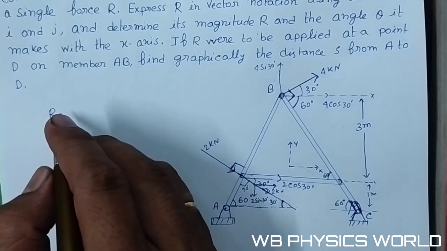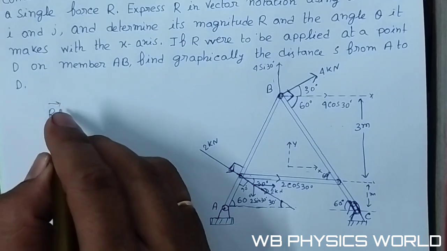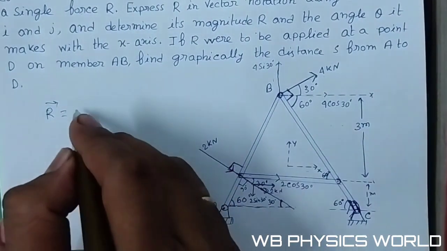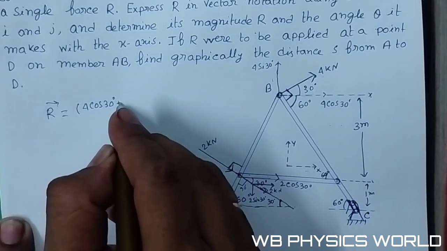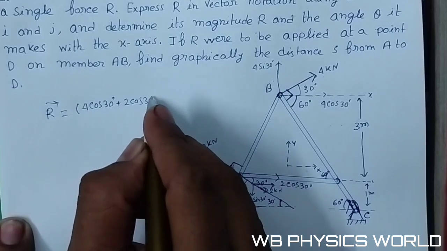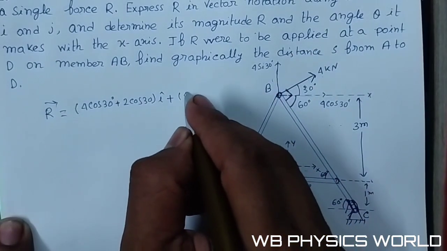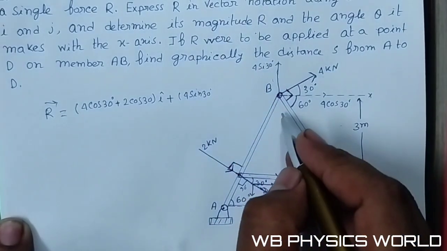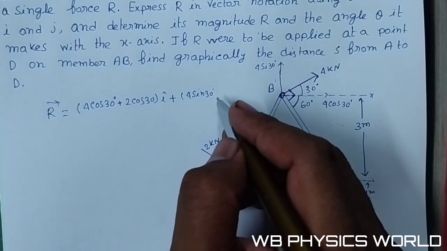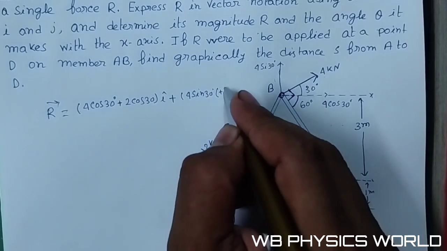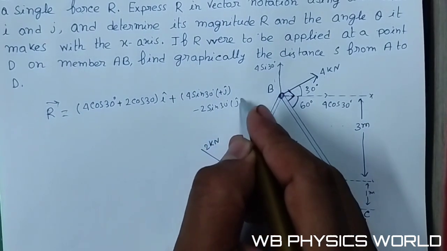Now for the r vector, the total component along the i direction is 4 cos 30 plus 2 cos 30, i cap, and for the y direction, this is 4 sin 30 along the upward direction and 2 sin 30 along the downward direction, that is 4 sin 30 j cap minus 2 sin 30 j cap.